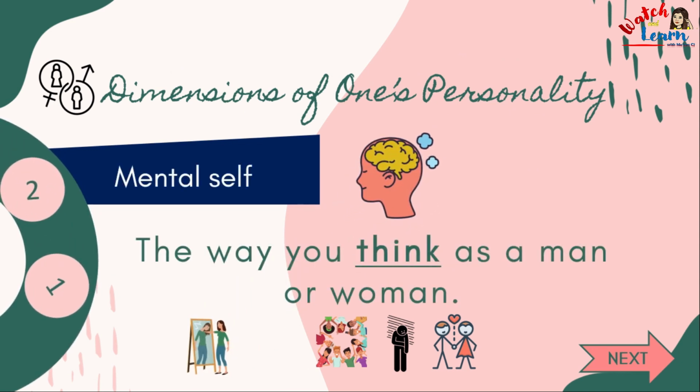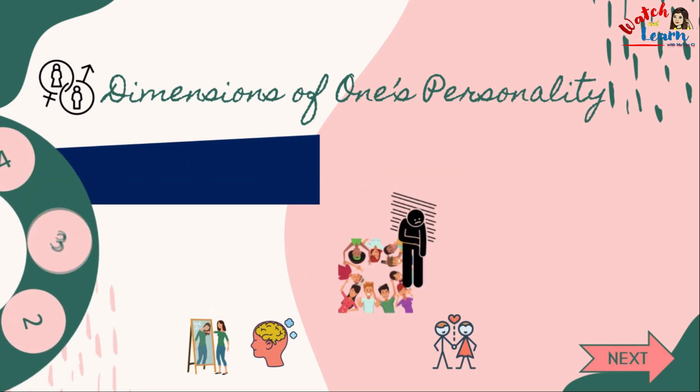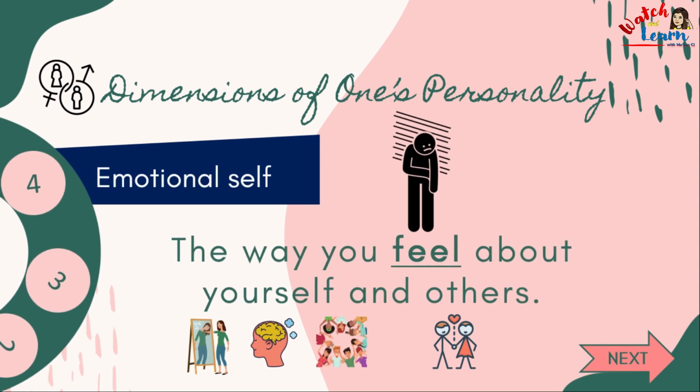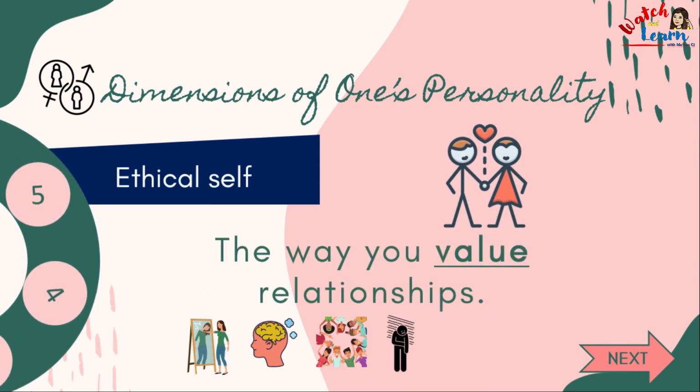Mental self is the way you think as a man or woman. It is the sense of one's own being or one's personal identity. Social self is the way you interact with your friends, family, acquaintances, and even with strangers. Emotional self is about how you feel about yourself and others. Ethical self is about how you value your relationships.